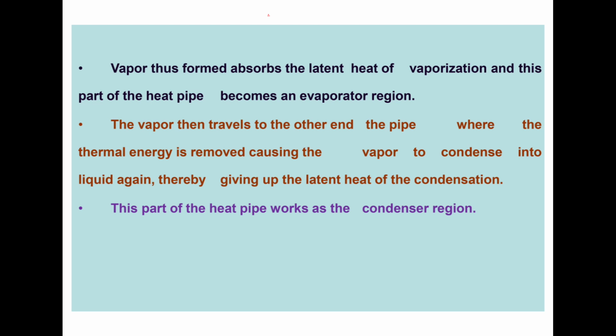The vapor thus formed absorbs the latent heat of vaporization, and this part of the heat pipe becomes an evaporator region. The vapor then travels to the other end of the pipe, where the thermal energy is removed, causing the vapor to condense into liquid again, thereby giving up the latent heat of condensation. This part of the heat pipe works as the condenser region.